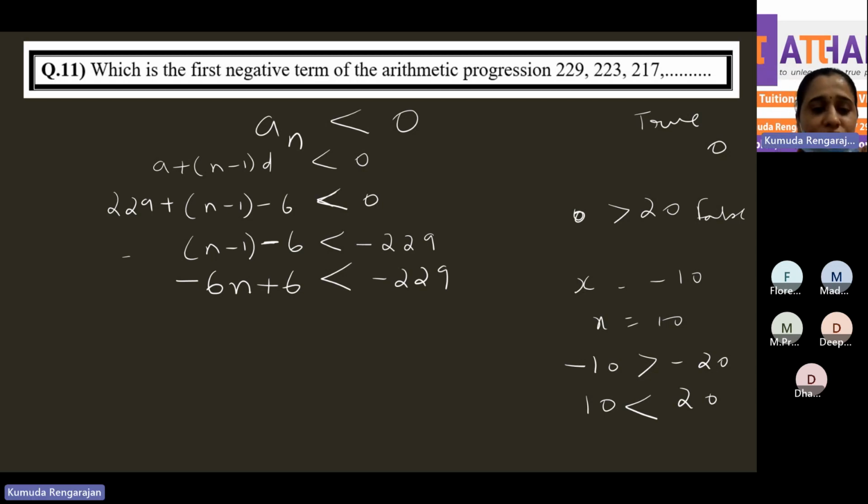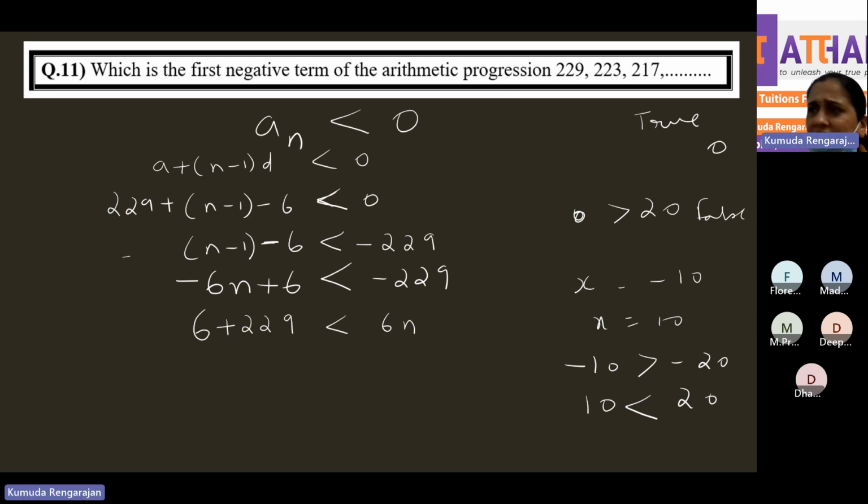Now, supposing you transpose, you do this: 6 plus 229 is less than 6n, like this. You are bringing the numbers to one side and taking the n to the other side. You can do that. Transposing plus to minus, minus to plus is fine. Dividing by a negative thing only, you should take care. That's why we changed the signs on both the sides and then we took the 6 for division. Now supposing you transpose like this: 6 plus 229 less than 6n. Am I right?